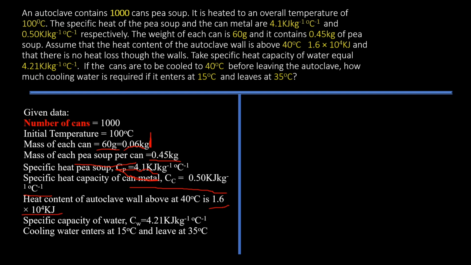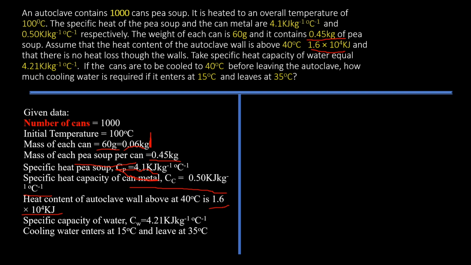Now don't forget, I said water will be doing three things. When water enters the autoclave, it will absorb the heat content from the autoclave wall, just as you can see from the question here. Then the heat from the autoclave wall has been stated, so we don't need to calculate it. Then we need to calculate the heat that water will absorb from the can, and the heat that water will absorb from the pea soup. So water will absorb heat from the three of them. Okay, now let's proceed.